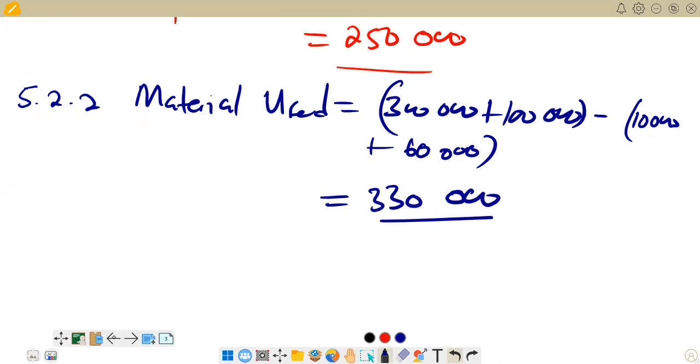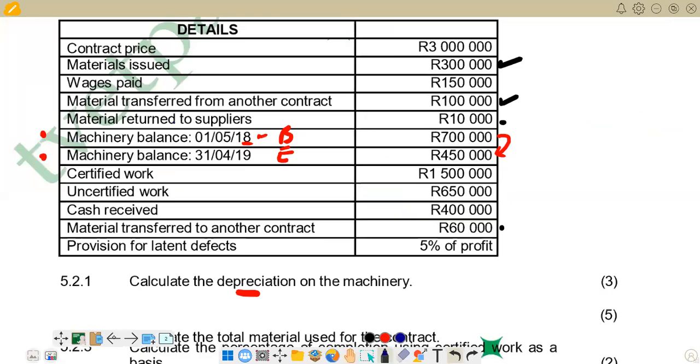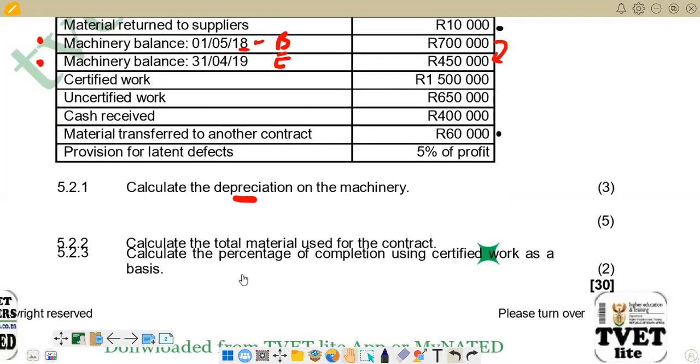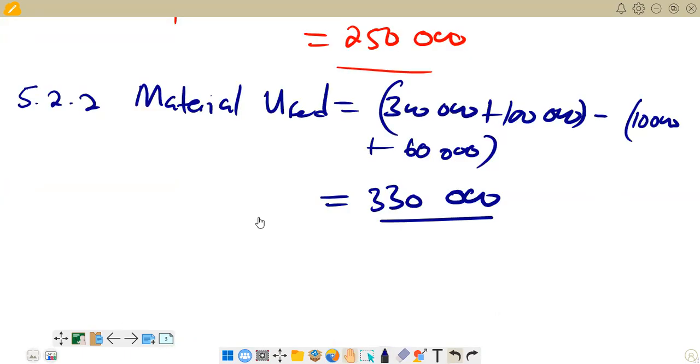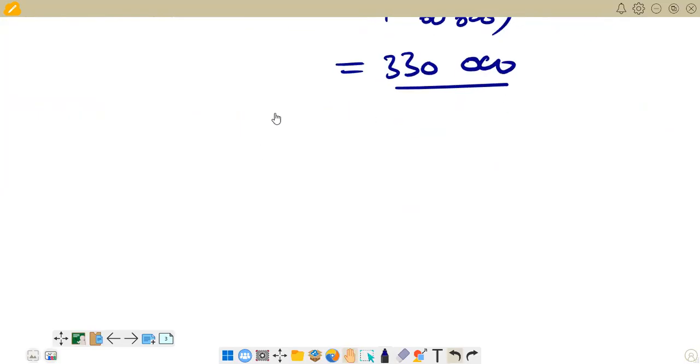So we move on to the next one, which is to be the last one. Check out what we have there. The last one is saying calculate the percentage of completion using certified work as a basis. What is important is to put down the formula first, then we just substitute the figures that we are having in the question. So here we are now on 5.2.3.